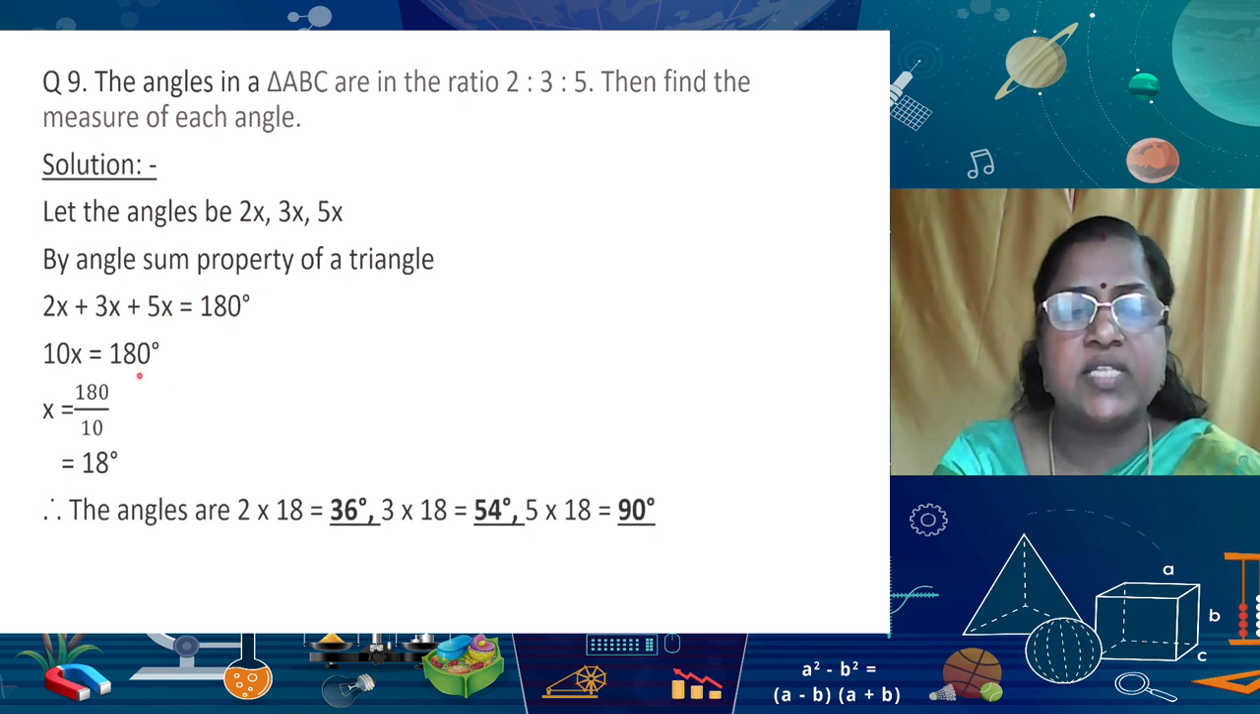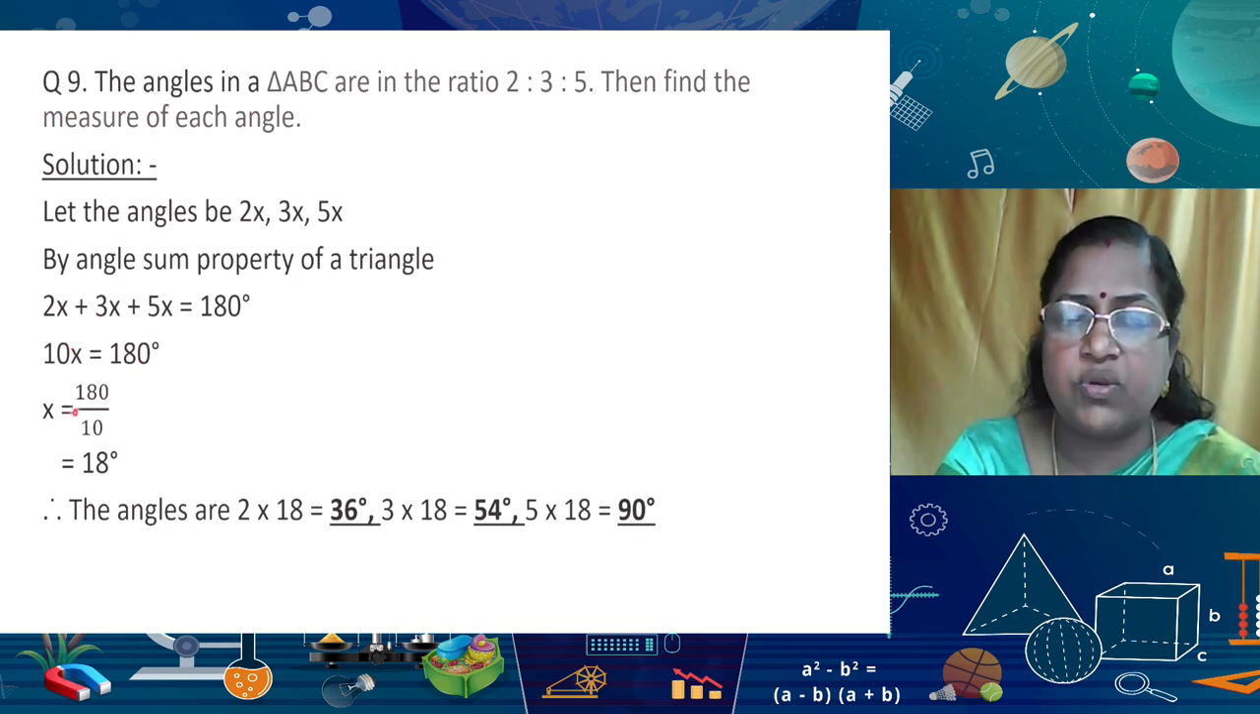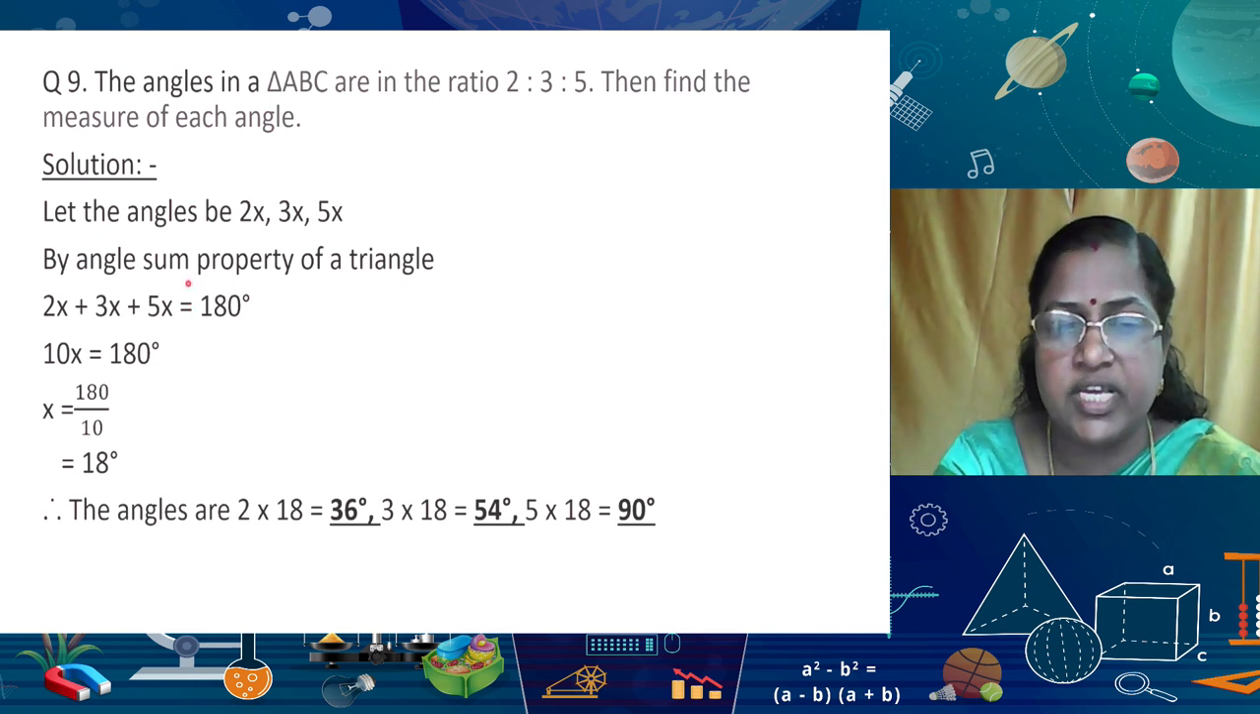That is 10x equal to 180, since 5 plus 3 plus 2 is 10. 10x equal to 180 and x is equal to 180 upon 10, that is 18 degree. Now, how can we find the measure of each angle?